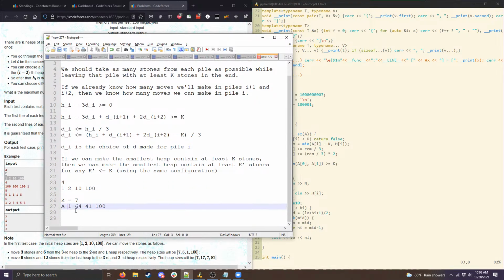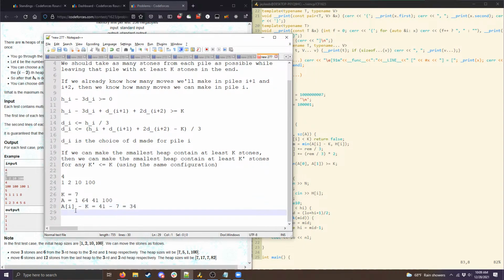And so a of i minus k for the third pile is equal to 41 minus 7, which is 34. But then h of i is equal to 10. And so it is possible that this constraint, where we're not allowed to give the pile a negative number of stones in the middle of the process, is going to be a binding constraint.